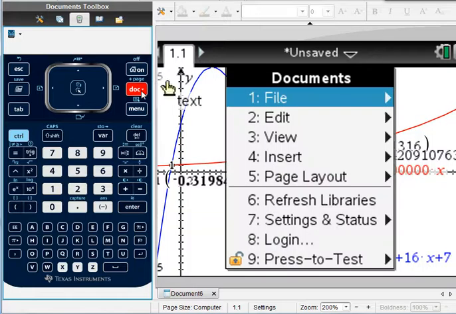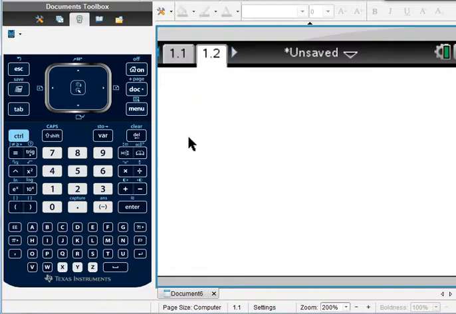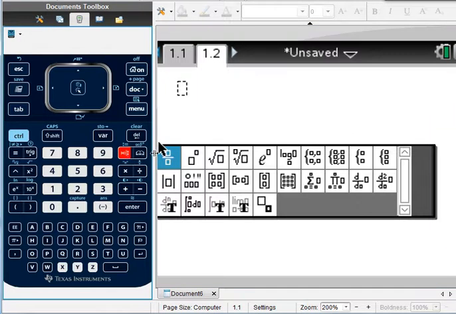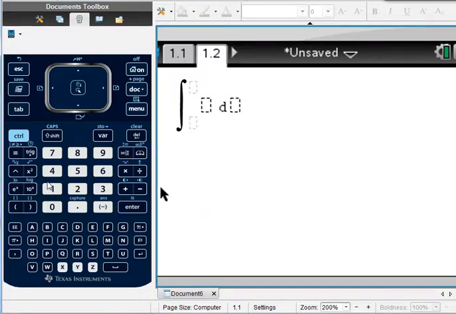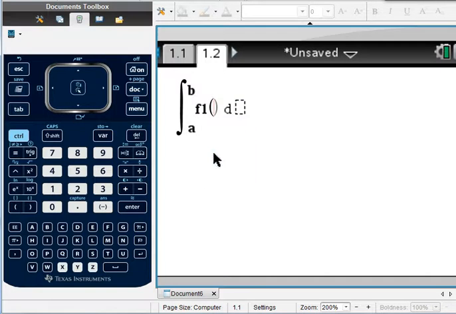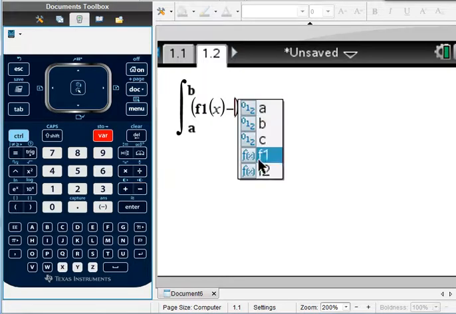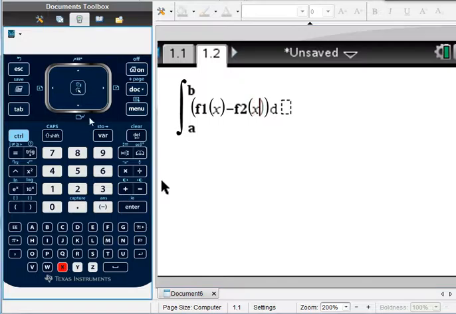Okay, and then let's insert a calculator. The first one was the integral from A to B. And this one was the first one we typed in, f1 of x, minus the second one we typed in, f2 of x, dx.